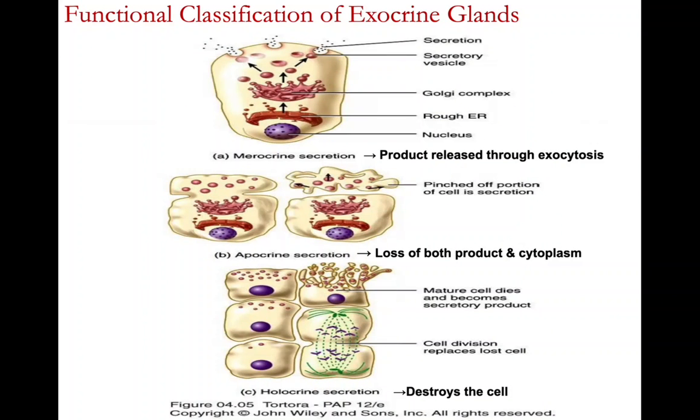So then we can give them functional classifications. Merocrine secretion is going to have a product that's released through exocytosis. Apocrine secretion means you're going to have loss of both the product and part of the cytoplasm. So part of it is going to come off here. There's a bigger chunk. And then holocrine secretion will actually destroy the cell as it's going to make its secretions.